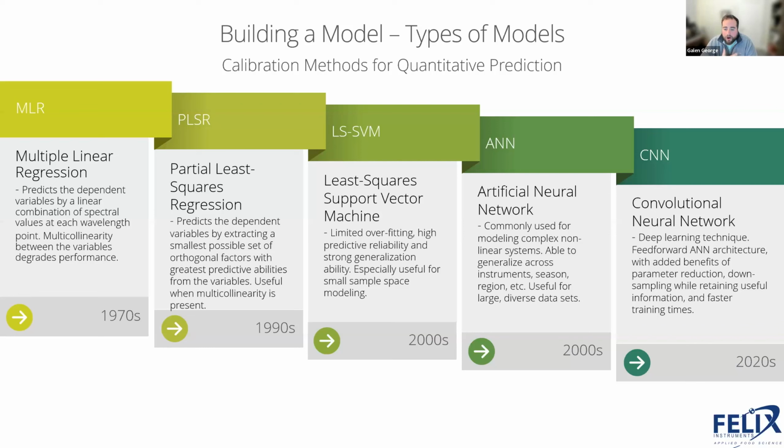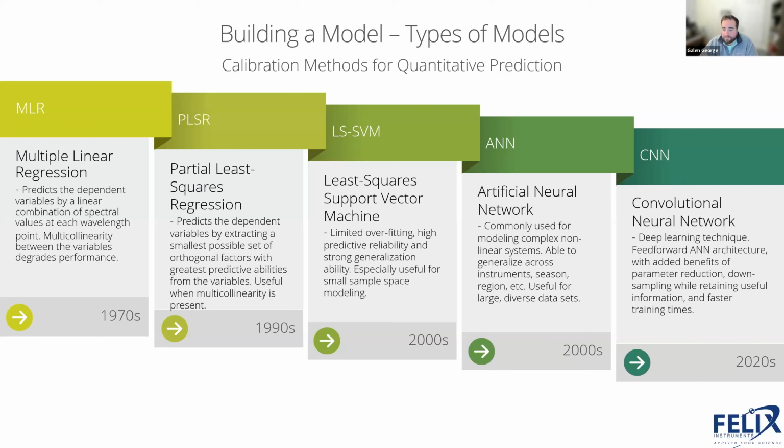So artificial neural networks are really what are being utilized the most right now, typically in a commercial setting. All of the Felix Instruments models use artificial neural networks, and it's just a great tool for building in all this variability and being able to still get a robust, well-predicting model across all of these variables that present challenges for this technology.